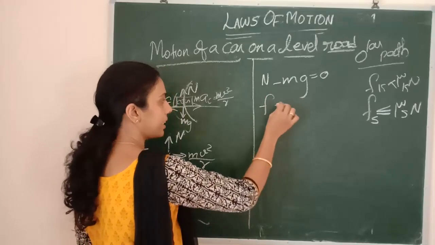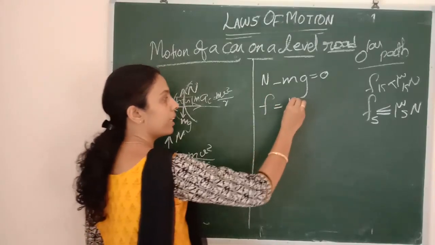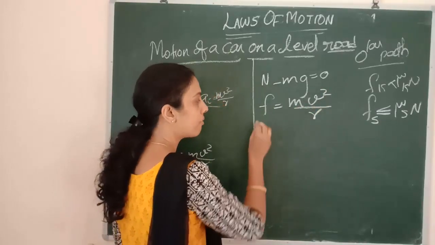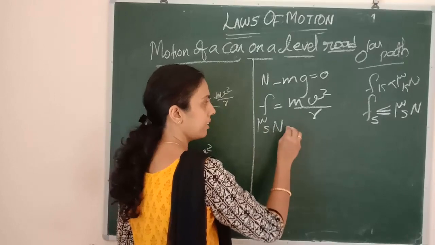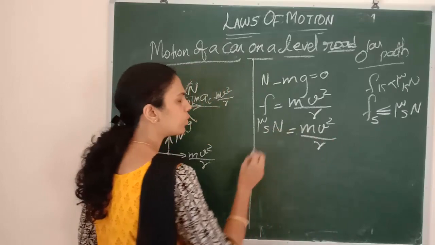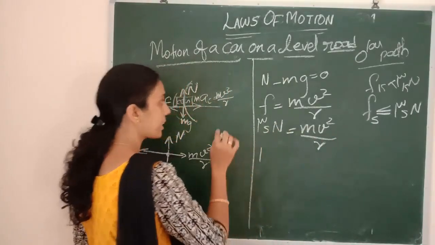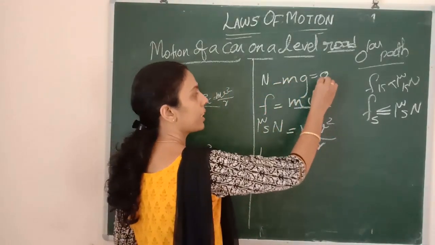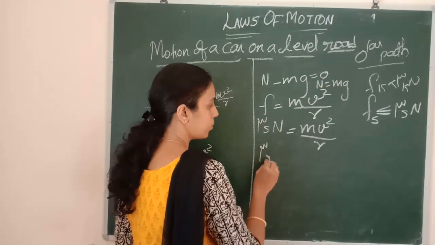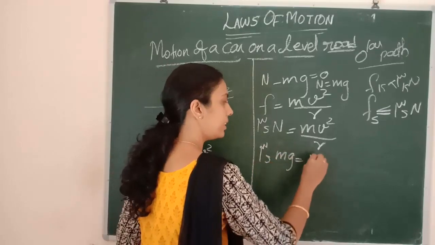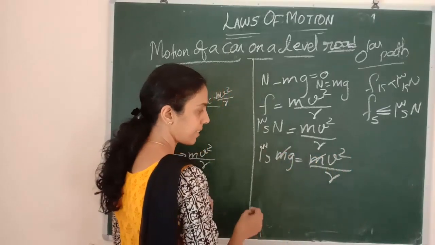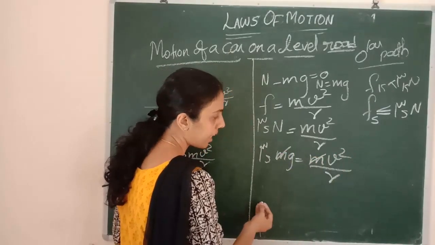So we get F balanced with mv square by r, isn't it? What is the value of F? Mu s into N is equal to mv square by r. What is this N? Normal reaction is equal to mg, so N equals mg. Therefore, mu s into mg will be equal to mv square by r. So m and m will get cancelled. What will be the velocity of the car at that time?